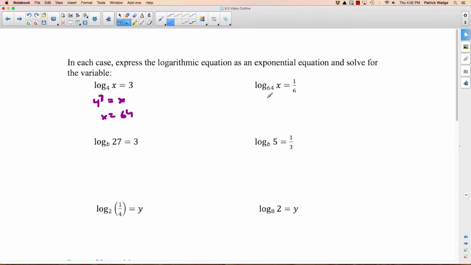Similarly here, we would have the base 64 to the exponent 1/6 equals the argument x. So x equals 64 to the 1/6. Well, that's the same as the sixth root of 64. You know what that equals? 2.